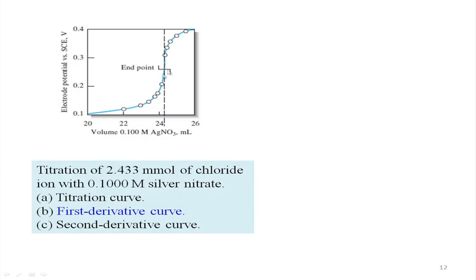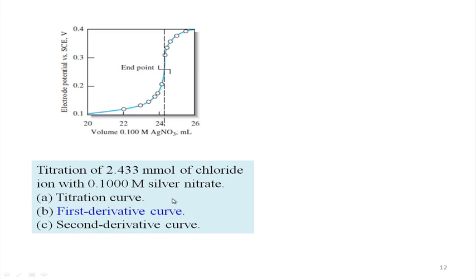So, the first one is this plot, which is your typical titration curve. In the beaker, what we take is 2.433 millimole, a typical example, of chloride ion solution, and we titrate it with a lower concentration of silver nitrate, such that with a 1:1 reaction your volume of silver nitrate will be more, and your error due to delivering that volume of silver nitrate would be less.